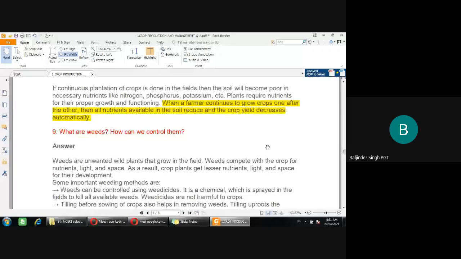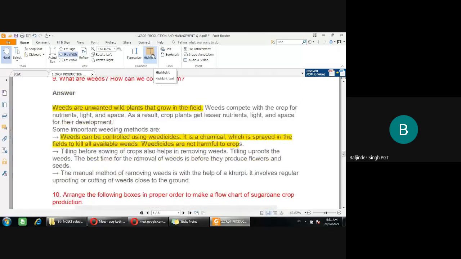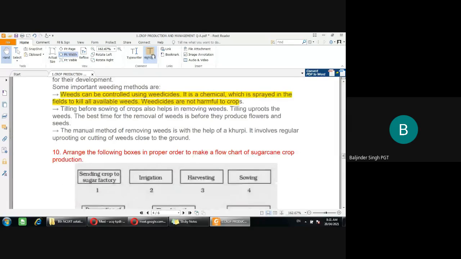What are weeds? How can we control them? You know this. Weeds are unwanted plants that grow in the field. Do only this much, what I have written in yellow. Weeds can be controlled by using weedicides. Weedicide is a chemical which is sprayed in the field to kill all the available weeds. Weedicides are not harmful to the crops. They do not damage the crop, but the small weeds growing in the crop, they destroy them.